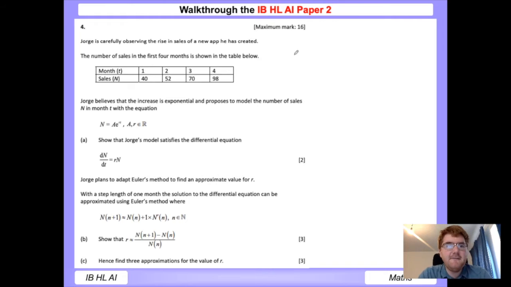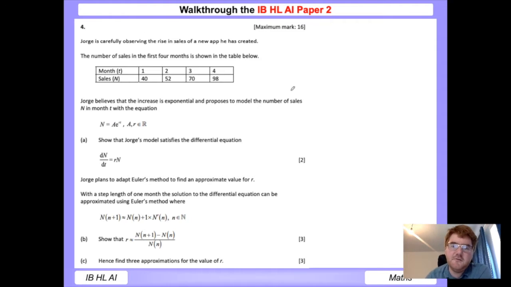So Jorge is carefully observing a rise in sales of a new app he's created, and he's got a table of data. And he believes the increase is exponential. That's very nice if it's happening. And he proposes to model the number of sales in month t with the equation as follows. And we need to show that Jorge's model satisfies this differential equation.